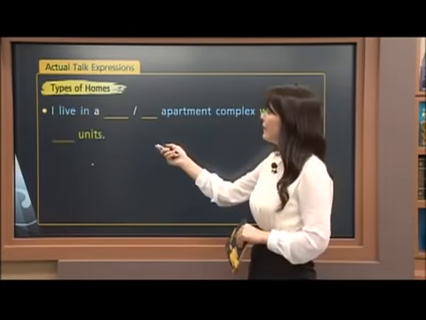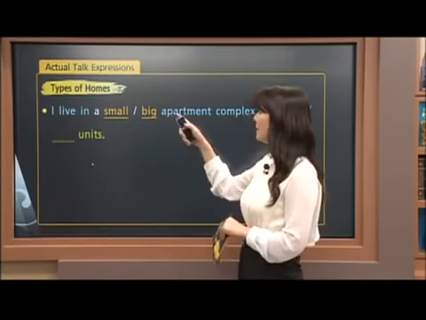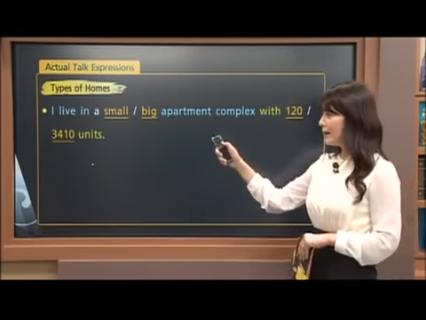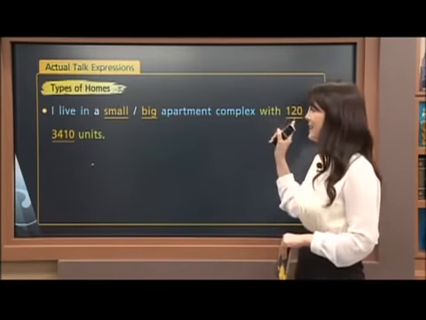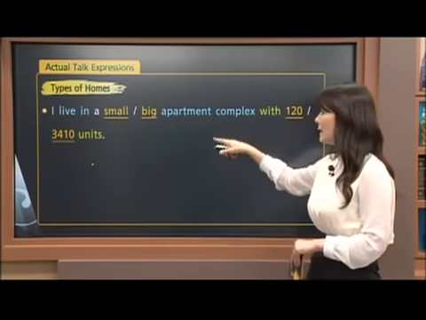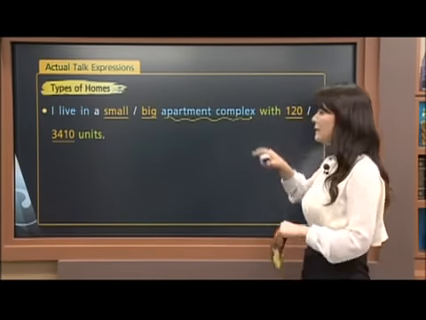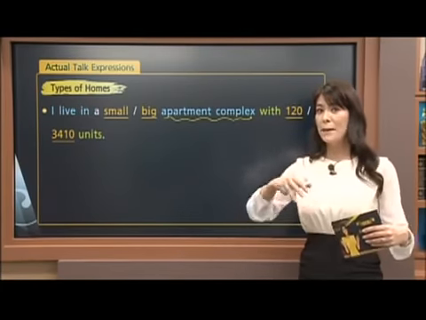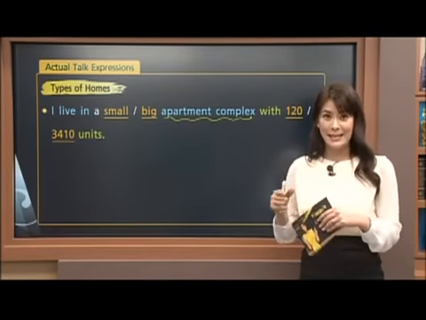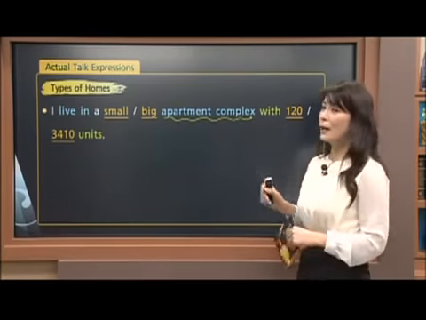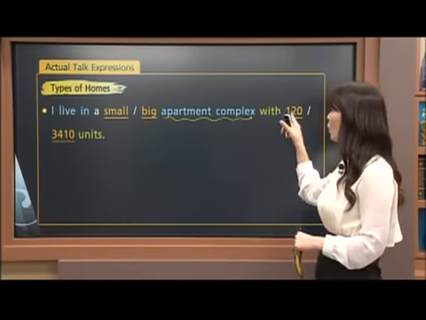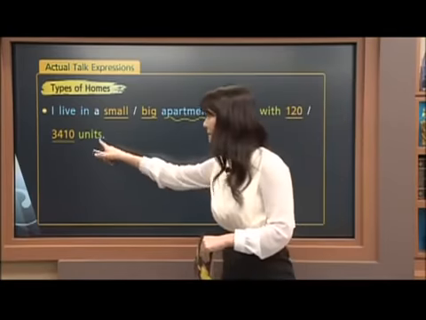Moving on, I live in a small or a big apartment complex with 120 or 3,410 units. Now this is an example. I live in a small apartment complex. An apartment complex is an area of many apartments, of one type of apartment. For example, we call it 단지, 아파트 단지. In English, it is apartment complex. So I live in a small apartment complex with 120 units.